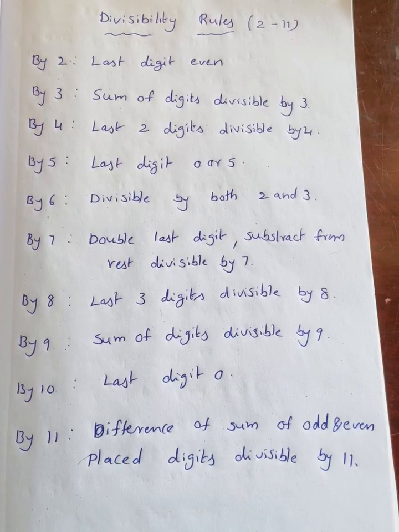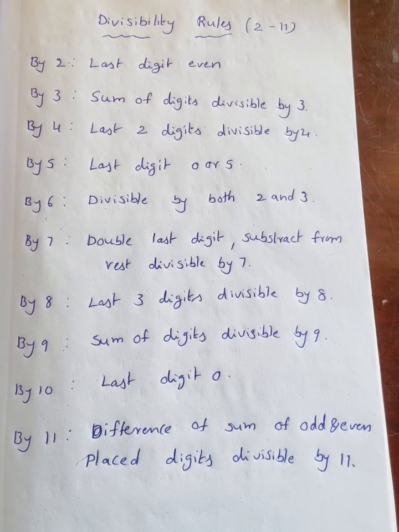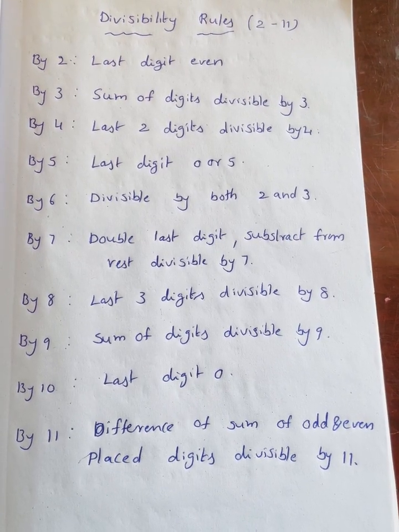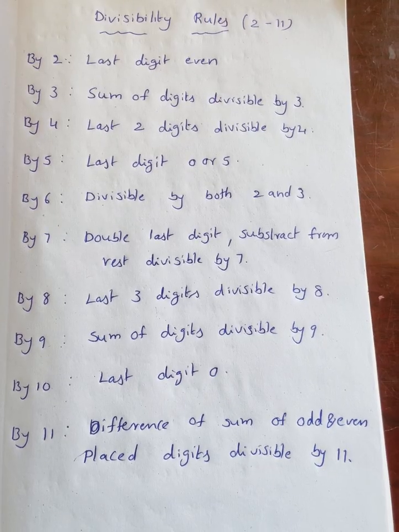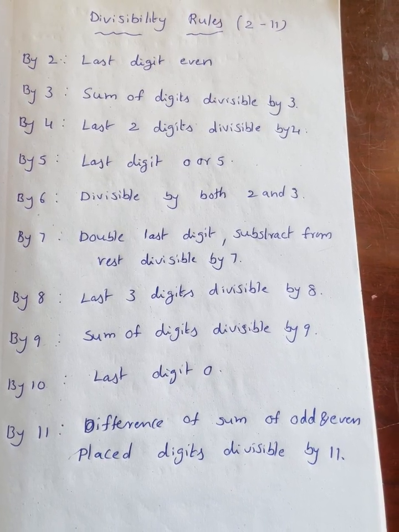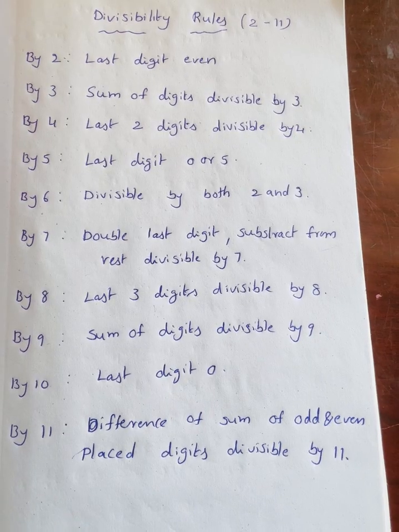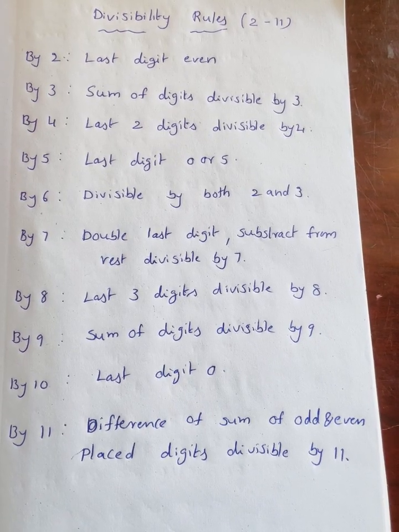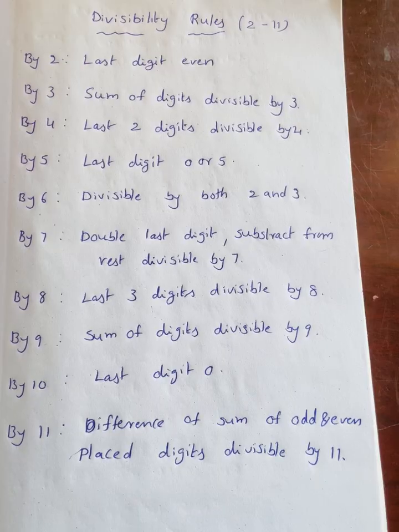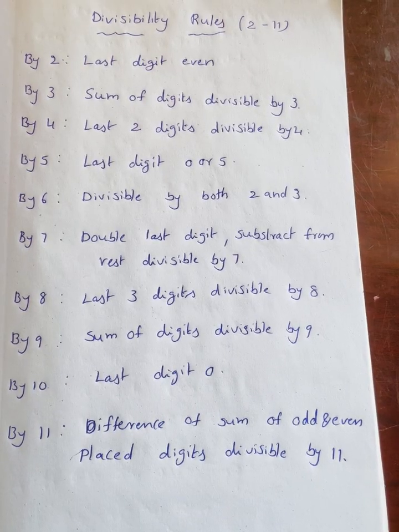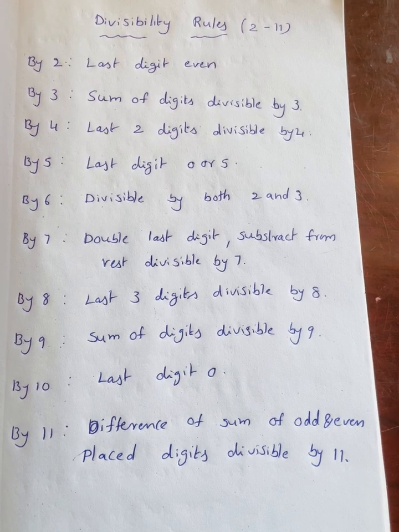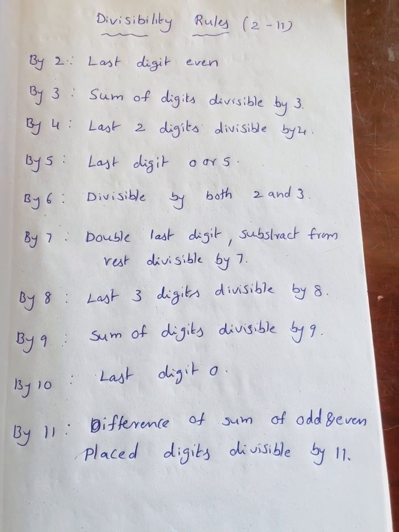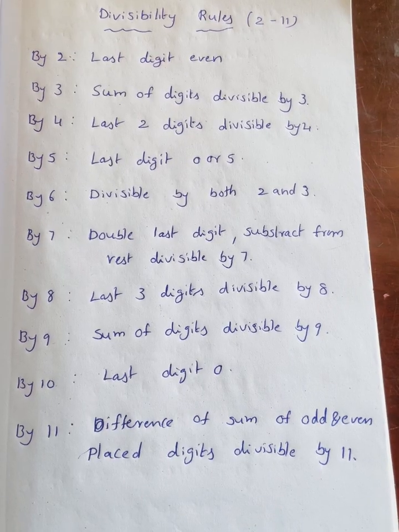By 3, the sum of digits is divisible by 3. Now we take any number, 743. We add the 3 digits, 7 plus 4 plus 3, which comes to 14. So this is not divisible by 3. If any number is divisible by 3, then we find the sum of its digits is divisible by 3.